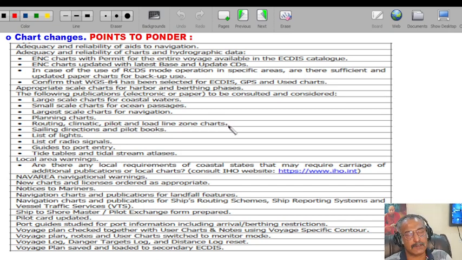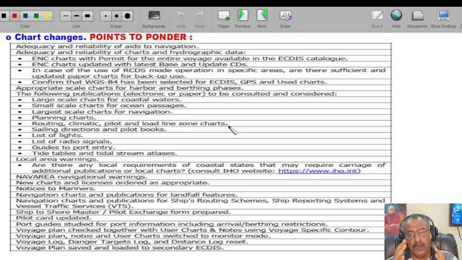Many a times this load line thing also happens, that when you're traversing from one load line zone to another, and in between you have a load line zone which is the minimum. Many a times a mariner makes a big flout by not taking care of this as far as the load line rules are concerned. Load line rules shall also be strictly complied with.